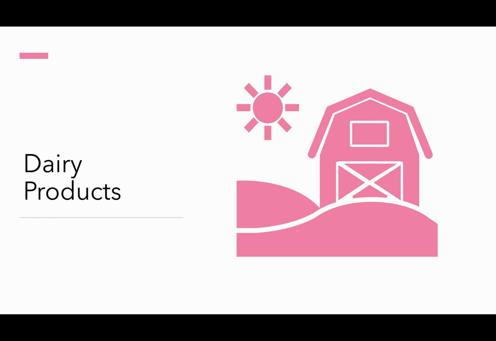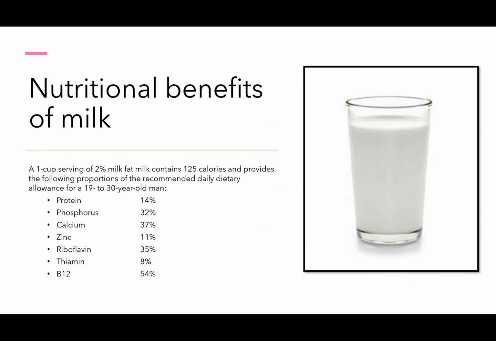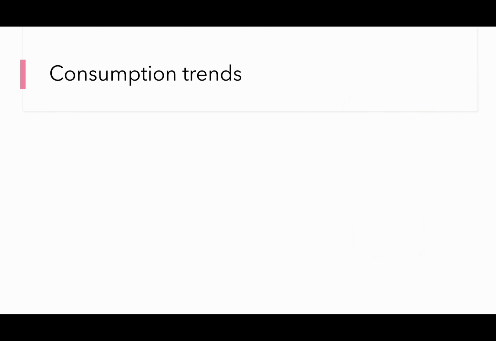There are quite a few dairy products that exist, and they have some nutritional benefits. Of course, a cup of milk, this is 1 cup of 2% fat milk, has 125 calories, but it provides other nutrients. Now, these nutrients are based on the allowance for a 19 to 30-year-old man. So there's 14% of the requirements for protein, 32% for phosphorus, 37% for calcium. Those are some big ones. There's also zinc, riboflavin, thiamine, and vitamin B12. Vitamin B12 is very high in milk.